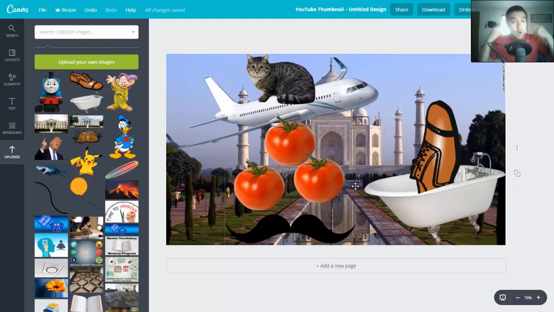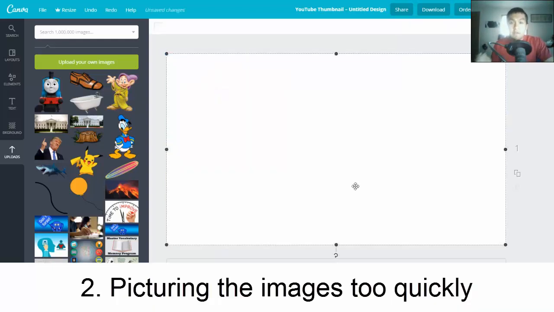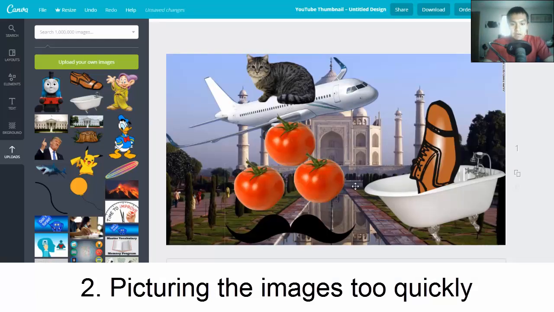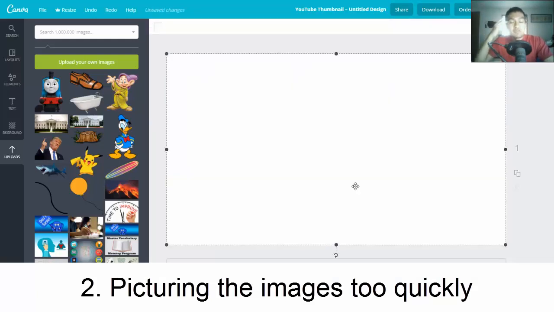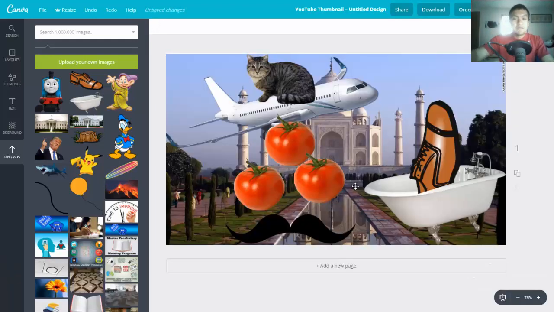But now we're going to the second reason. The second reason why you might forget something is because you picture it too quickly. So you're like, okay, I got my image in my head, boom. But you didn't really take the time to really see it in the location, make it come alive. Maybe you smelled the tomatoes. Maybe the mustache was screaming. Right, you're forgetting these major components.